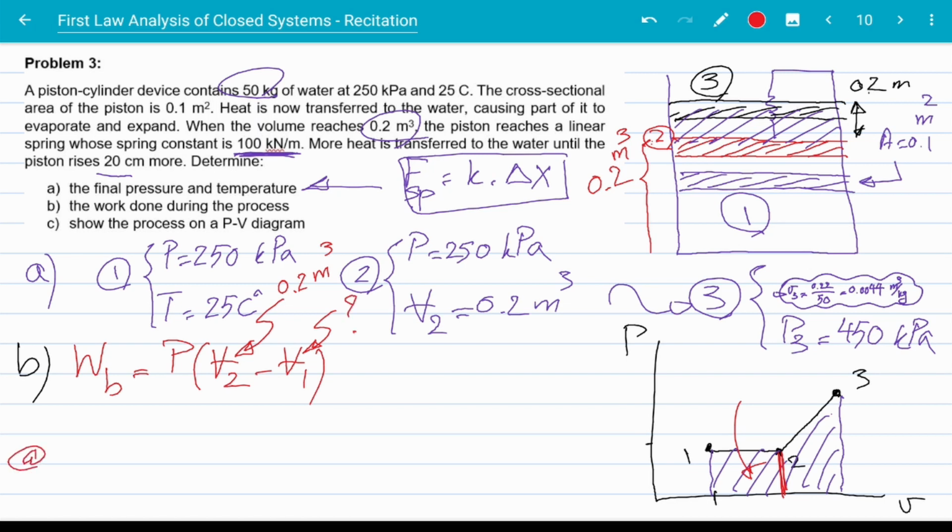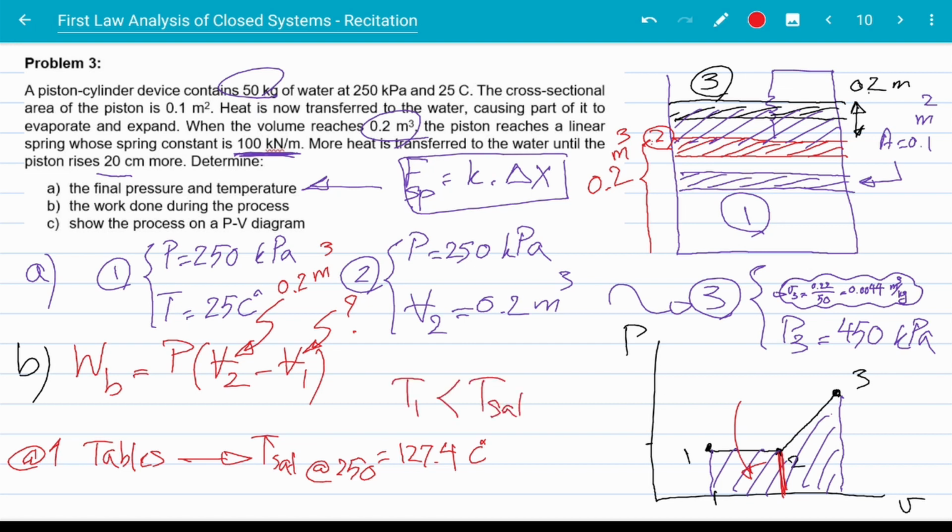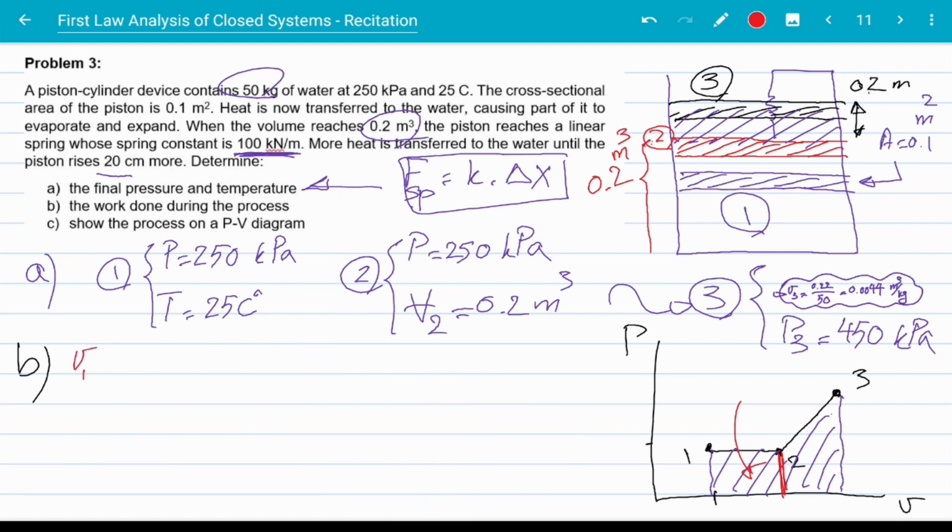So at state 1, if I check the tables, I would see that the saturation temperature for the pressure of 250 is actually 127.4 degrees Celsius, right? Now, because my temperature is smaller than the saturation temperature, I'm dealing with a compressed liquid at state 1. Now, for a compressed liquid, the specific volume is equal to the saturated liquid specific volume at the temperature given, which is 25 degrees Celsius.